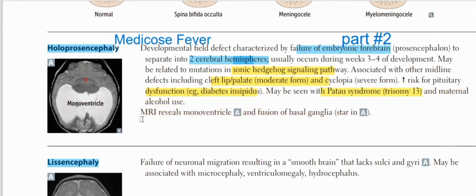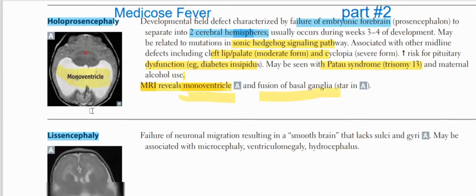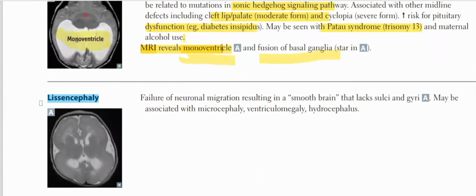But the most important is the MRI finding. In case of the MRI finding, there is a monoventricle, only one ventricle, because there is a fusion: there is less development of the two lateral ventricles and they change into one ventricle. This is called monoventricle, and there is fusion of the basal ganglia.